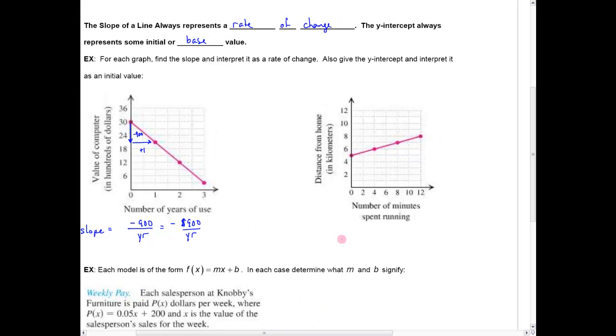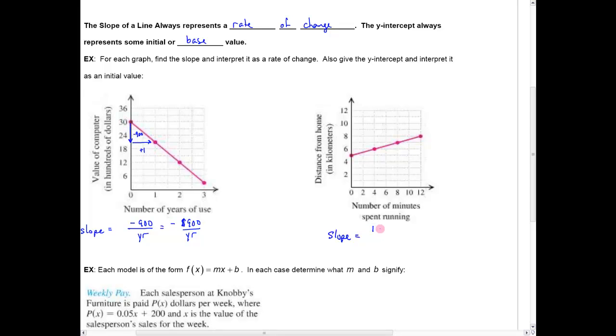Here's another one. Here the x-axis is the number of minutes spent running, and my y-axis is the distance from home in kilometers. So notice at time 0, it looks like we're 5 kilometers from home. So that would be my base or initial value in that case. And then my slope, when I go from this point to this point, I'd go a rise of 1 kilometer in 4 minutes.